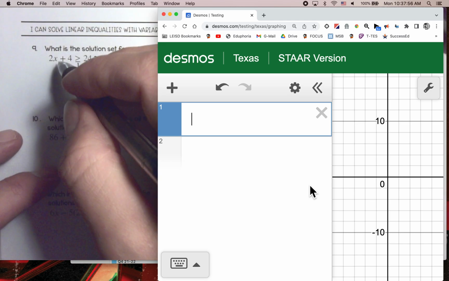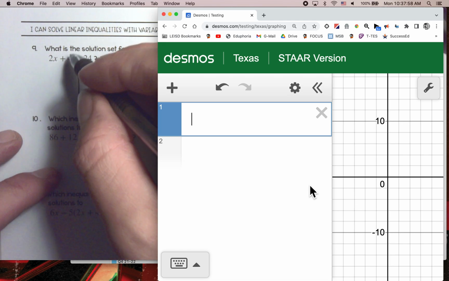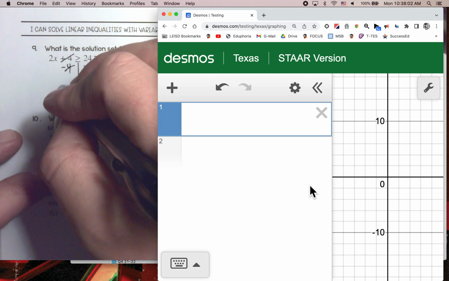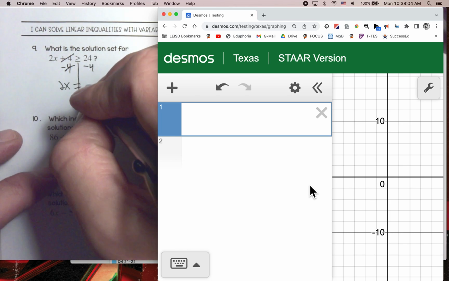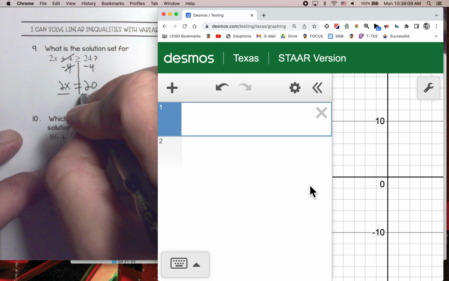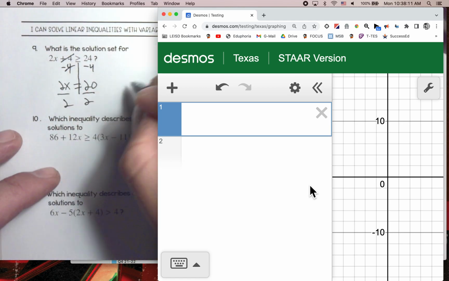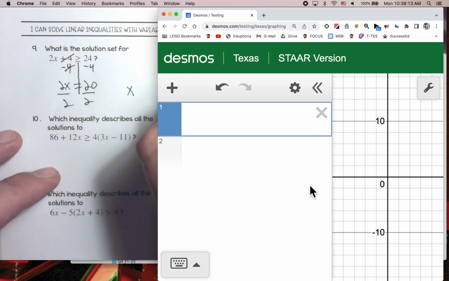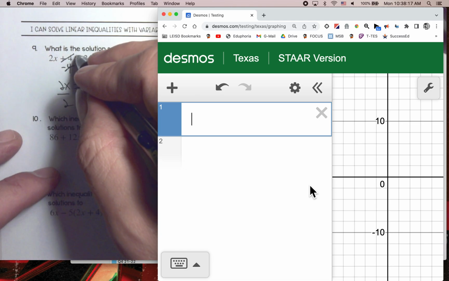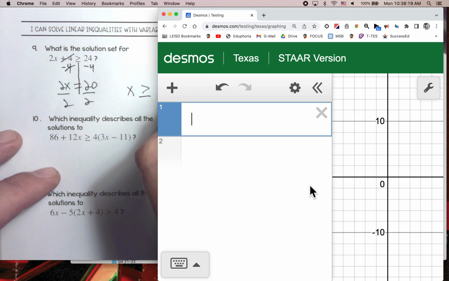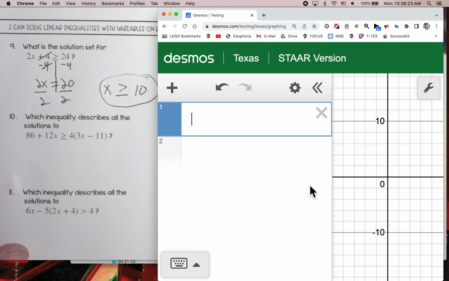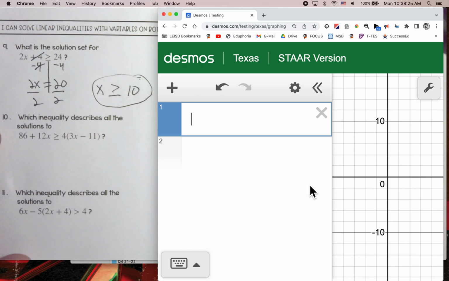Well, that's a variable, but this is a constant, so I'm going to subtract 4 from both sides. So I get 2x equals 24 minus 4 is 20. And then last step I'm going to do is divide. Divide both sides by 2. So I get x, and then 20 divided by 2 is 10. And then notice I did not divide by a negative number. So therefore, that greater than or equal to sign comes along for the ride. Okay. All right, number 10.